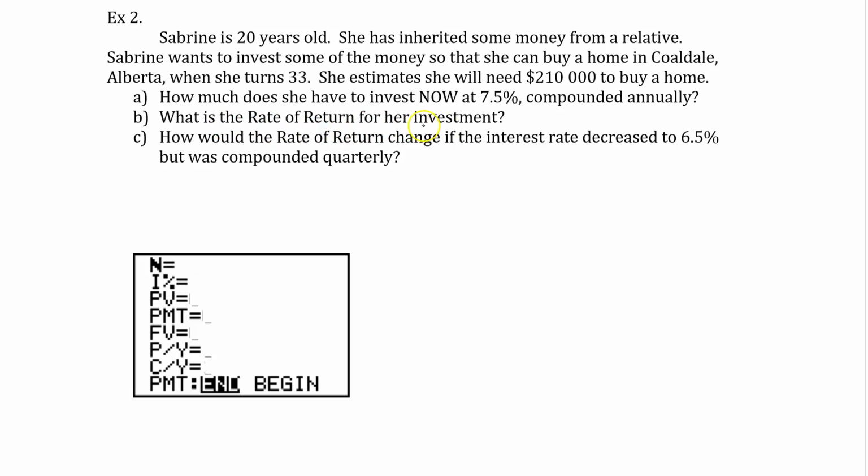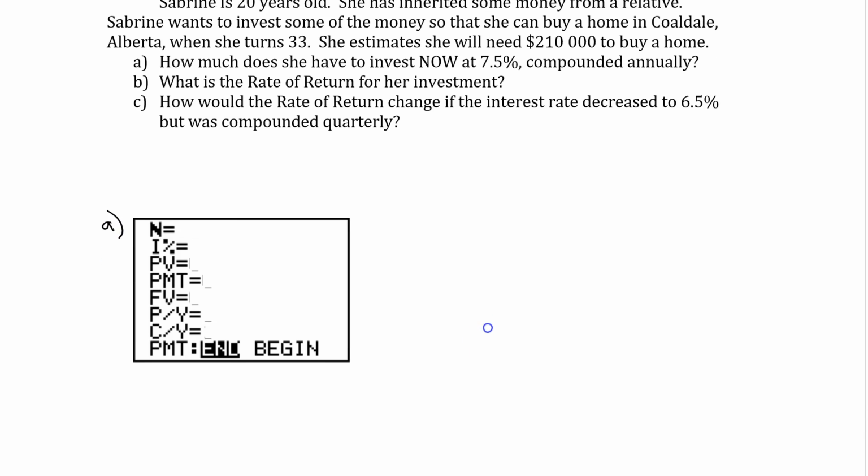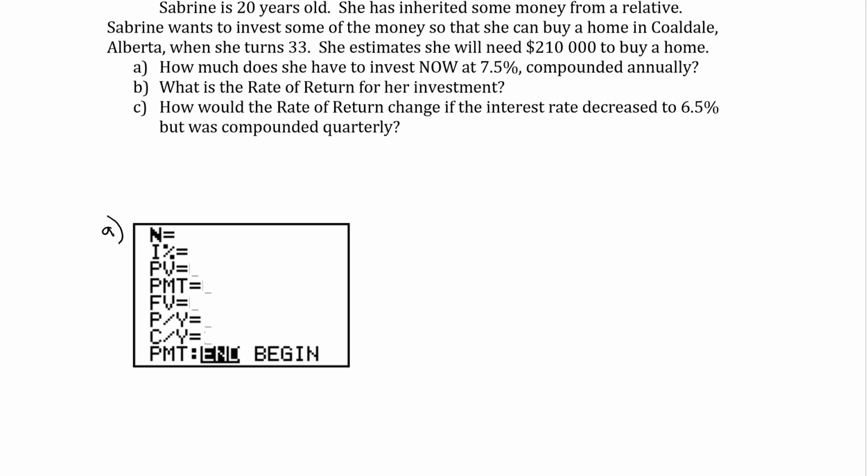What is the rate of return on her investment? How would the rate of return change if her interest rate decreased to 6.5%, but it was compounded quarterly? So again, this should look exactly the same, and let's go through it. So in part A, let's fill in the needed information.